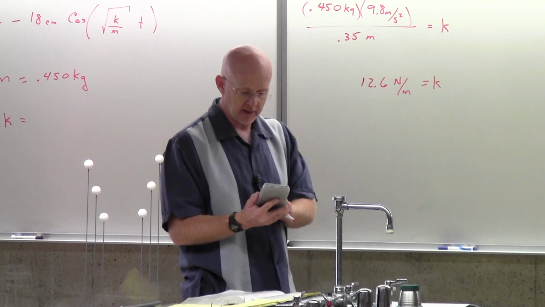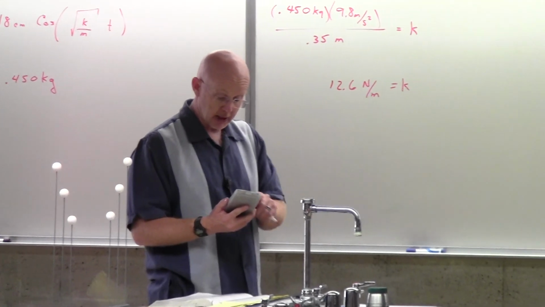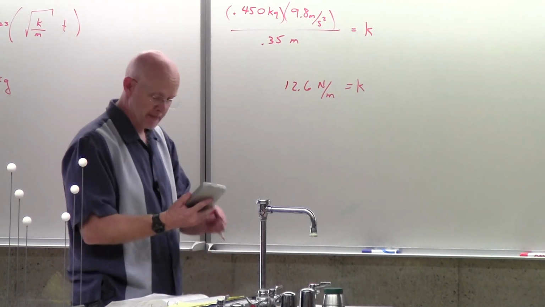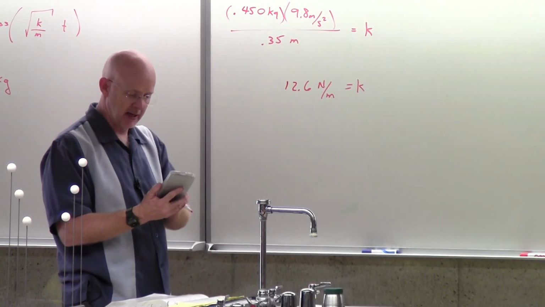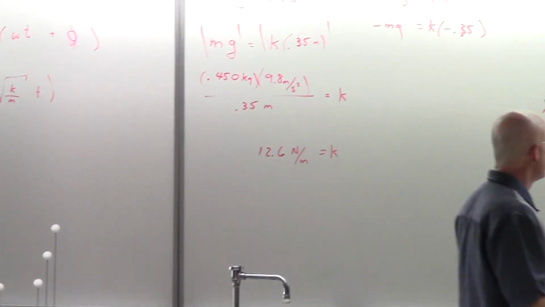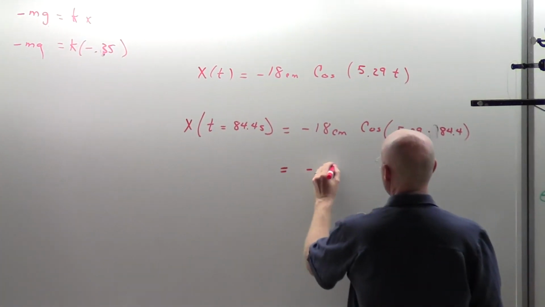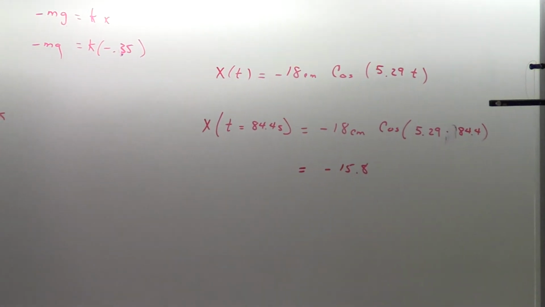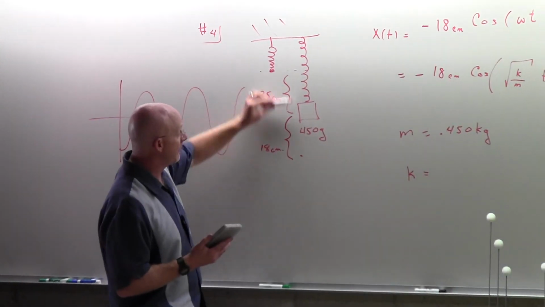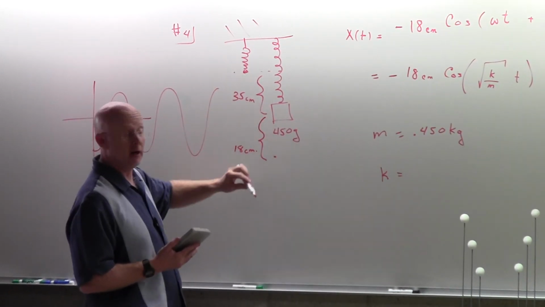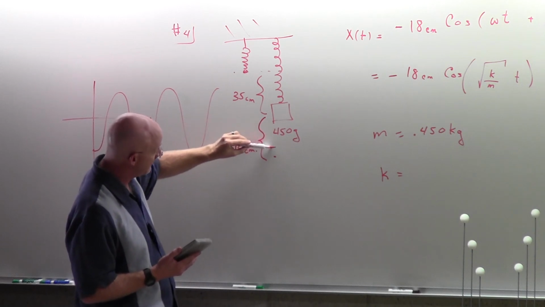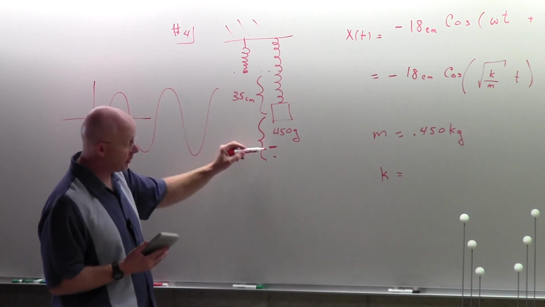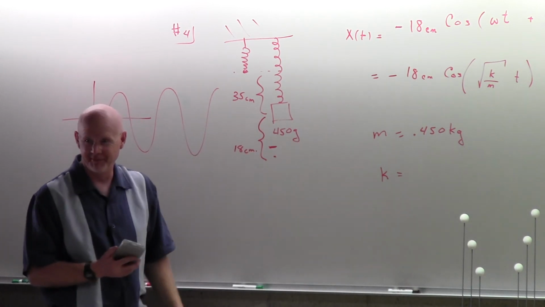Take the cosine of that answer. Confirm I am still in radians, okay. And then times a negative 18 tells me that I am at negative 15.8. So looking at this, I pulled it down. I'm not sure how many times it went up and down, but I know it's right about here. And I'm not even sure if it is here going down or here going up, but at least I know it's here.